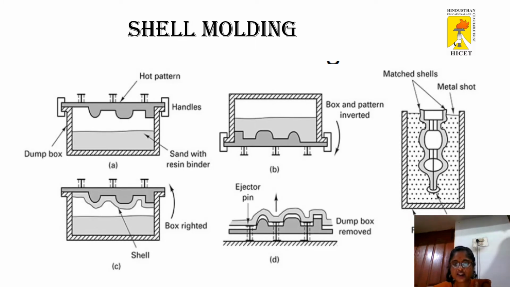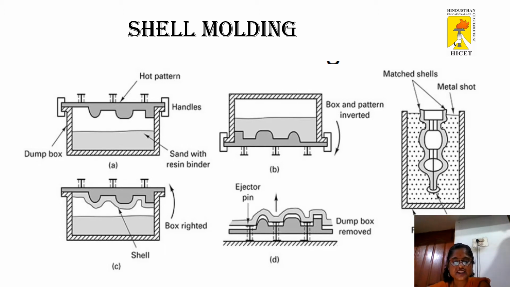Before a brief explanation of shell molding, I just wanted to compare sand casting and shell molding. These are the steps followed in this process, and compared to sand casting, the shell molding process has better dimensional accuracy, a high productivity rate, and lower labor requirements. It is used for small to medium parts that require high precision.